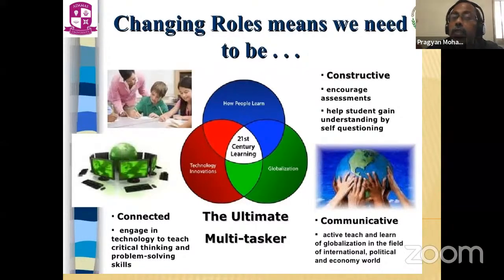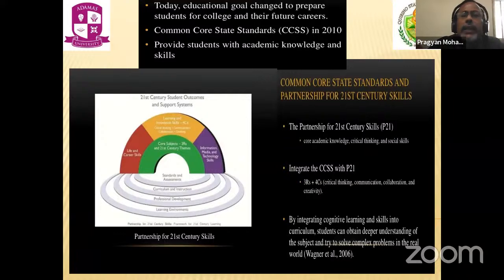So these are the three main features for the role of the teacher that are introduced in the 21st century curriculum. That is connected, constructive, and communicative, which will make a teacher the ultimate multitasker and also, in turn, make the students or learners multitaskers. Okay. Now, this part is over.